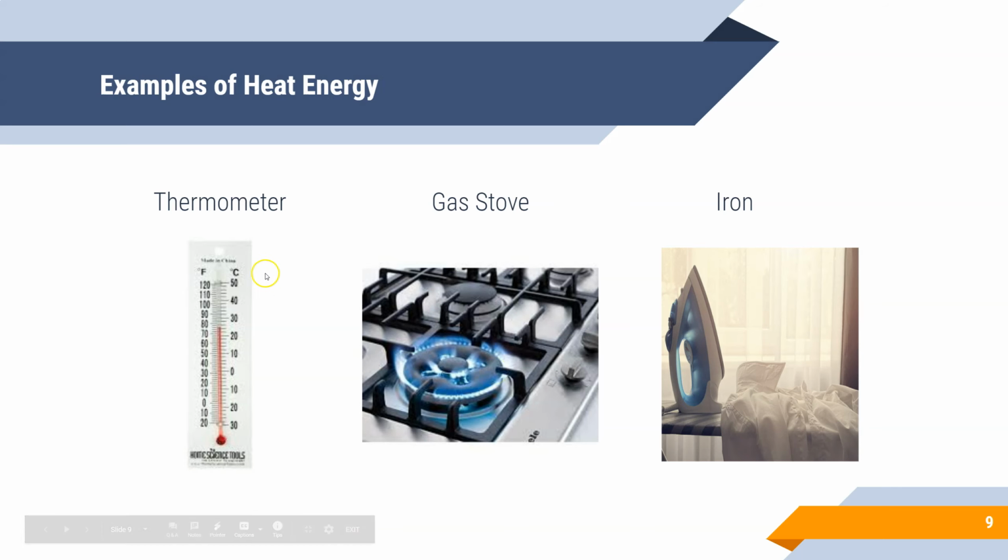So, what are some examples? Well, a thermometer is an example of heat energy that records the amount of heat in the air, for example. Maybe a gas stove, right? You put a pot on a burner, you crank up the gas, the more gas that you are putting on the stove, the hotter the pot will be. Or maybe even an iron, right? An iron typically has to get really, really hot. That can iron out the wrinkles in a shirt, for example.